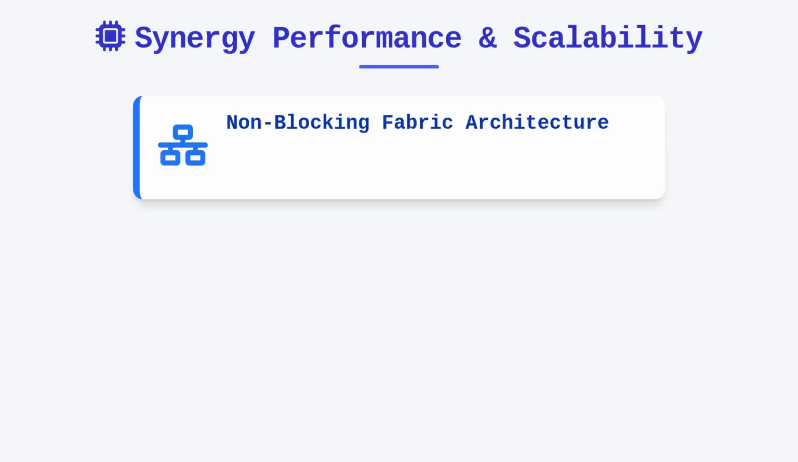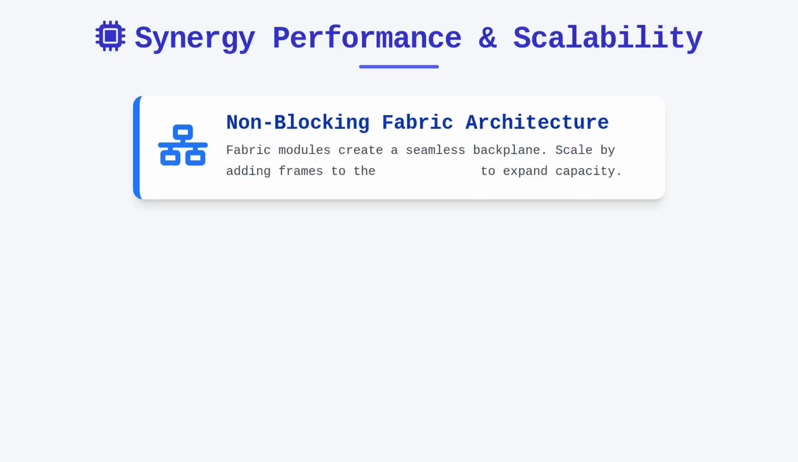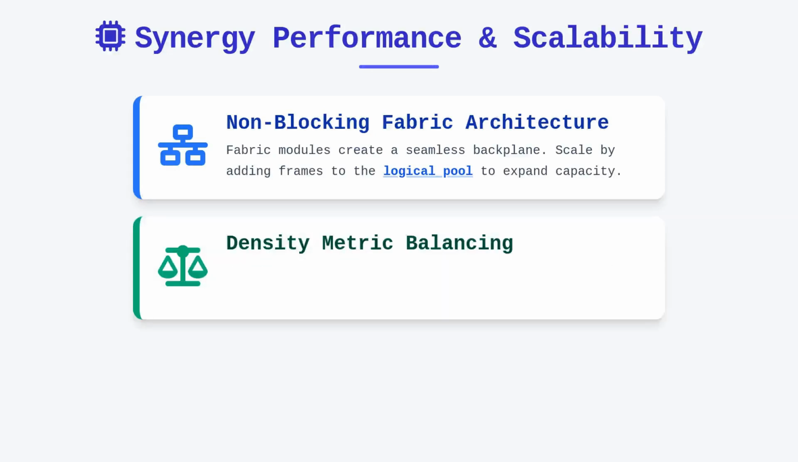Performance tuning and scalability within this environment hinge upon your understanding of the resource algorithms governing fabric utilization. In a Synergy deployment, the fabric modules connect to the frames, creating a non-blocking backplane that scales as you add additional frames to a logical pool. There is a density metric involved here, as you must balance the compute to storage to network ratio to avoid bottlenecks during peak demand periods.